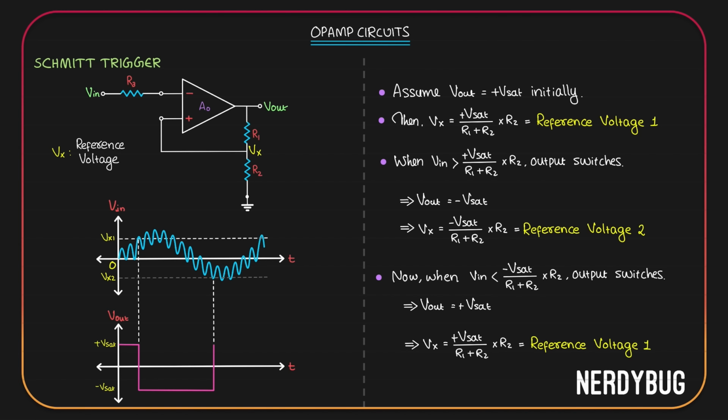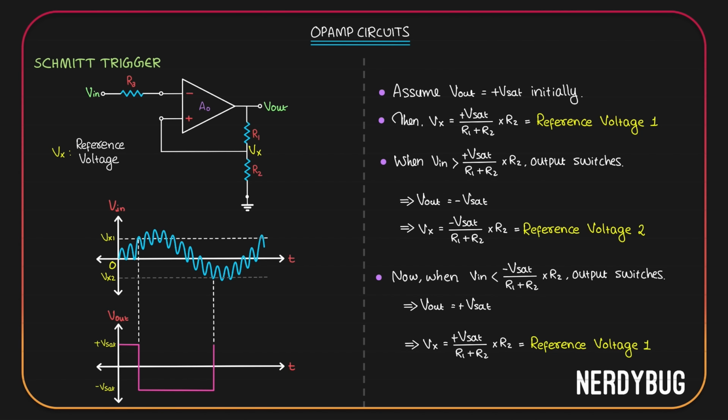Input crosses Vx2 again at all these points. But output will not change because Vx2 is no more the reference voltage. The next time output changes is when input becomes greater than Vx1, which happens over here. Till then, output will be plus saturation voltage.